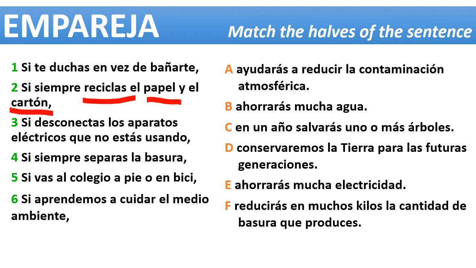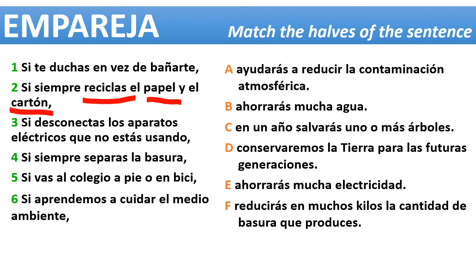So if you recycle paper and cardboard, what will happen? So you've got to think what will happen. Right, the first one, A, is talking about air contamination. It's probably not going to be that. The second one's talking about water, so it can't be that. The third one is talking about saving trees. Could be that. The fourth one is talking about conserving the earth for future generations. No. Fifth one is talking about electricity. No. And the sixth one is talking about you'll reduce the amount of rubbish you produce.